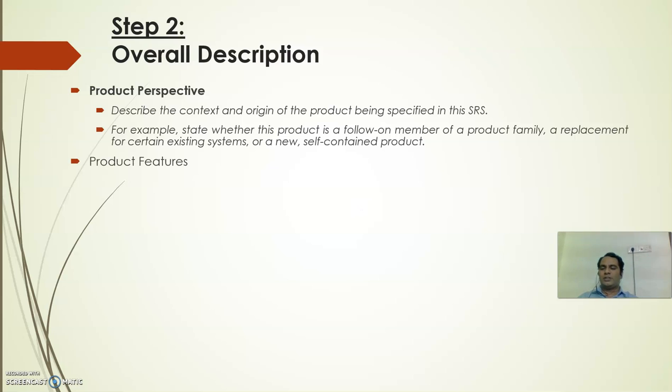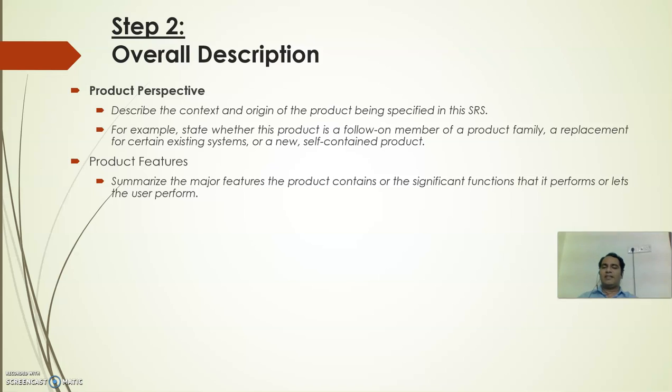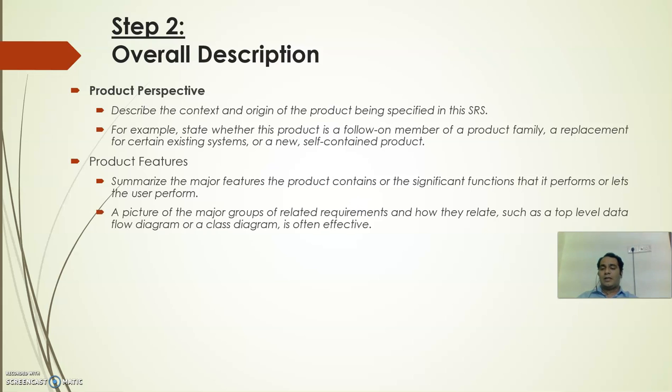Then we need to mention the product features. Summarize the major features the product contains or the significant functions that it performs or lets the user perform. A picture of the major groups of related requirements and how they relate, such as a top level data flow diagram or a class diagram, is often effective in communicating this information.